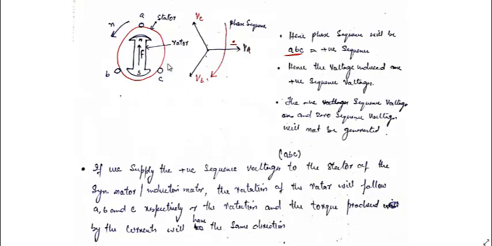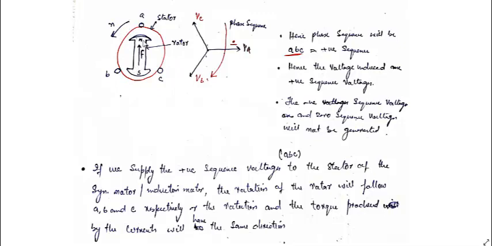So the current will be like this. I omit that because it makes the diagram a little bit complex. So for a generator, let us say this is the field and it is on the rotor. It rotates in this direction, that is anti-clockwise direction.